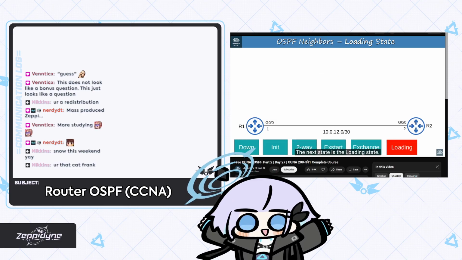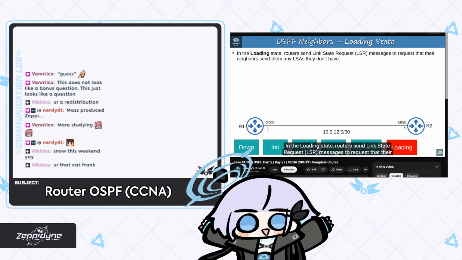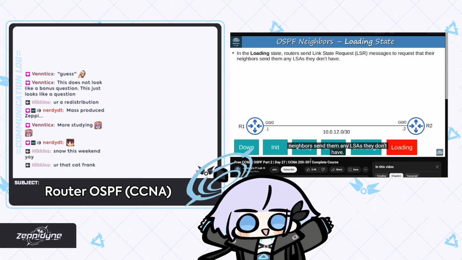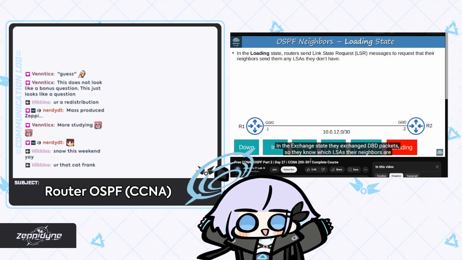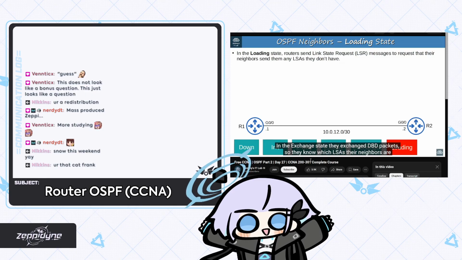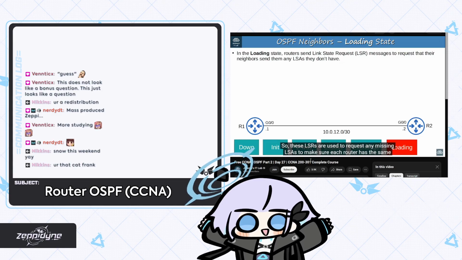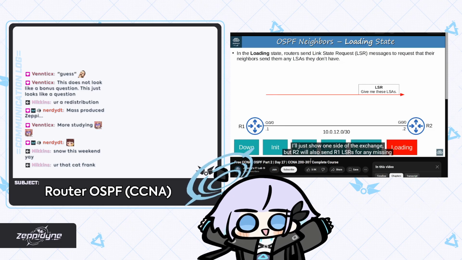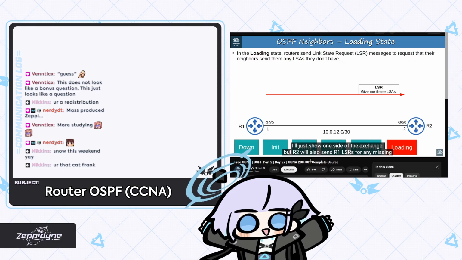The next state is the loading state. In the loading state, routers send link state request, LSR messages, to request that their neighbors send them any LSAs they don't have. In the exchange state, they exchange DBD packets, so they know which LSAs their neighbors are holding. So these LSRs are used to request any missing LSAs, to make sure each router has the same LSAs. I'll just show one side of the exchange, but R2 will also send R1 LSRs for any missing LSAs.